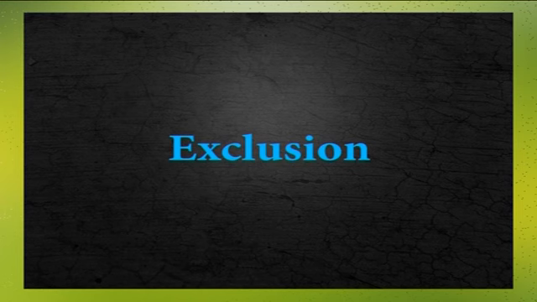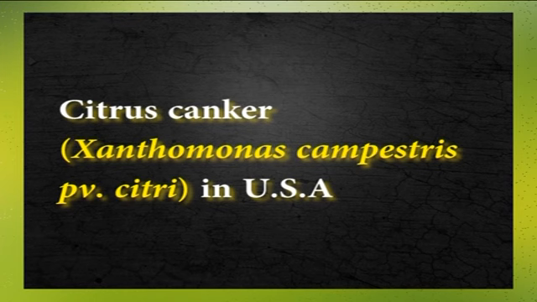The first principle is exclusion. Exclusion of a disease entry either from a foreign nation or within the country from a diseased to a healthy tract is an effective measure for avoiding the disease. Quarantine measures are in vogue in several countries. An example of a disease managed is citrus canker caused by Xanthomonas campestris pathovar citri in the United States of America.